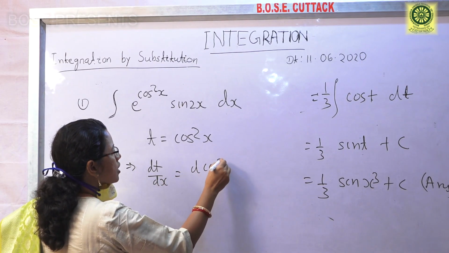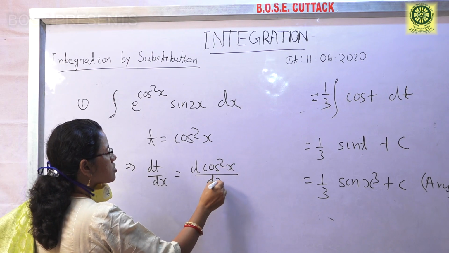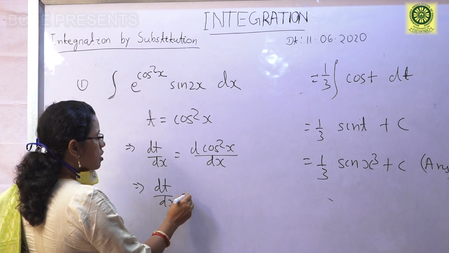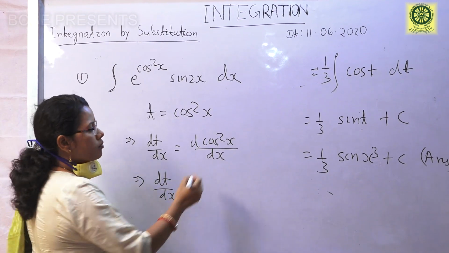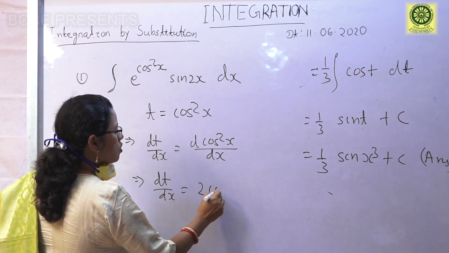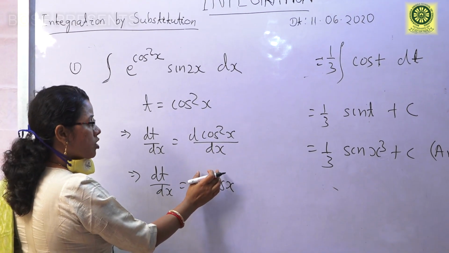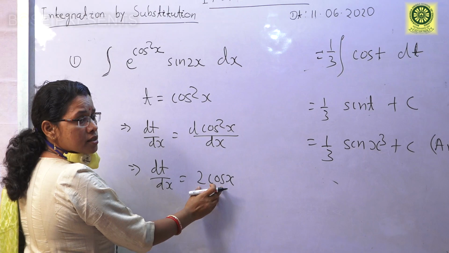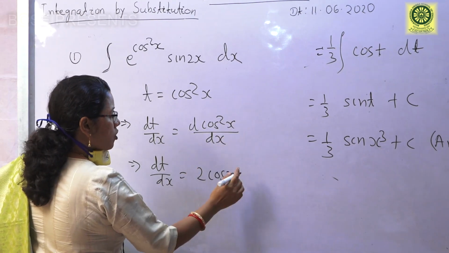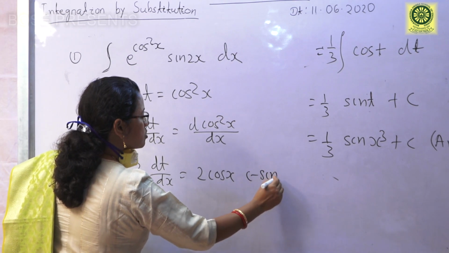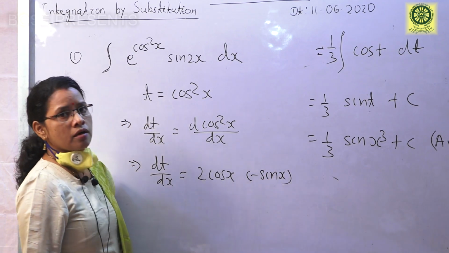derivative of cos square x with respect to x. That is your dt by dx. By using chain rule, the derivative of cos square x is 2 cos x. The derivative of cos square x with respect to cos x, that is your 2 cos x, into the derivative of cos x with respect to x is your minus sin x. Okay, by using chain rule you can find out this.